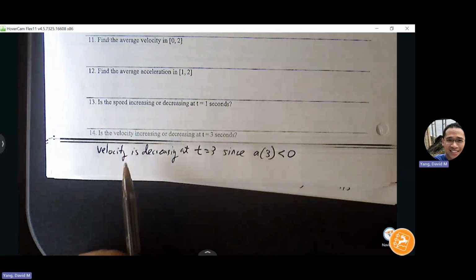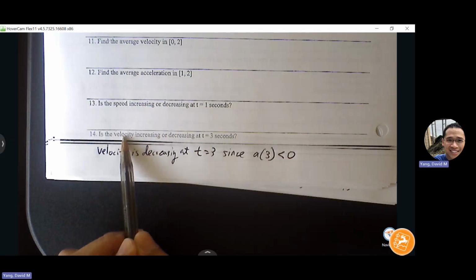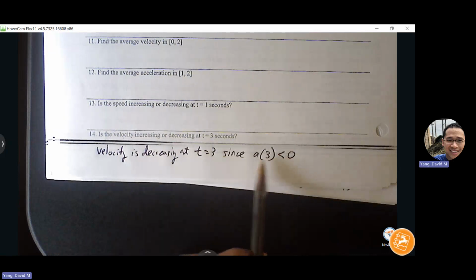So the troublesome thing about this problem is that they mention velocity, but we're making our conclusion based off of acceleration.